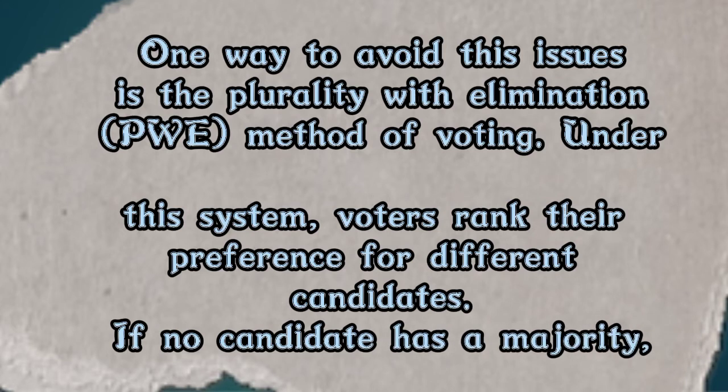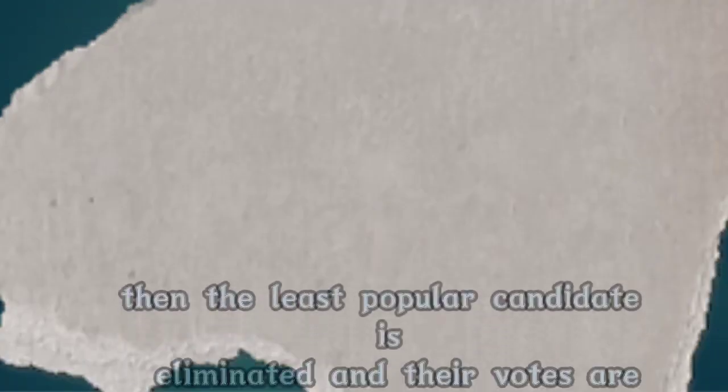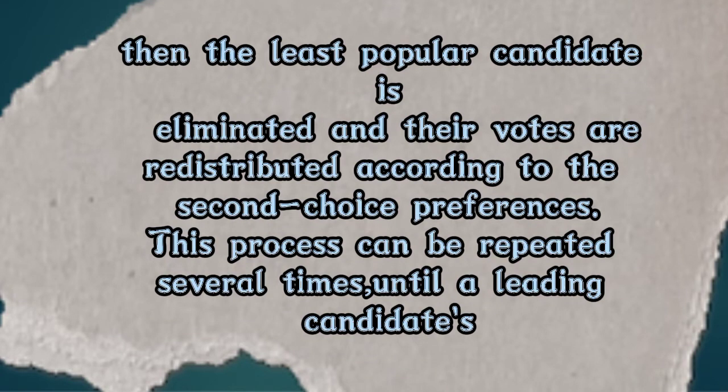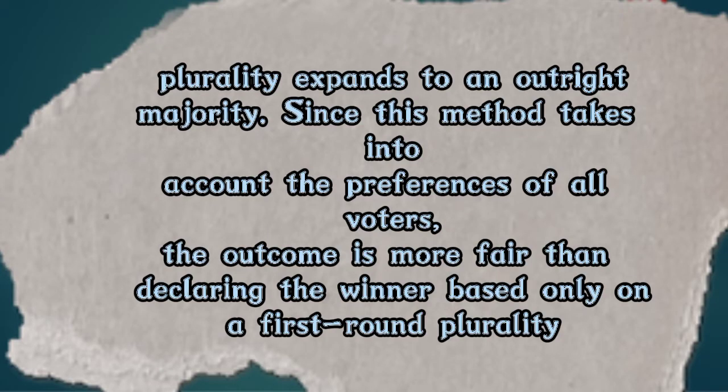Under this system, voters rank their preferences for the different candidates. If no candidate has a majority, then the least popular candidate is eliminated and their votes are distributed according to the second choice preference. This process can be repeated several times until a leading candidate's plurality expands into an outright majority. Since this method takes into account the preferences of all voters, the outcome is more fair than declaring the winner based only on a first round plurality.